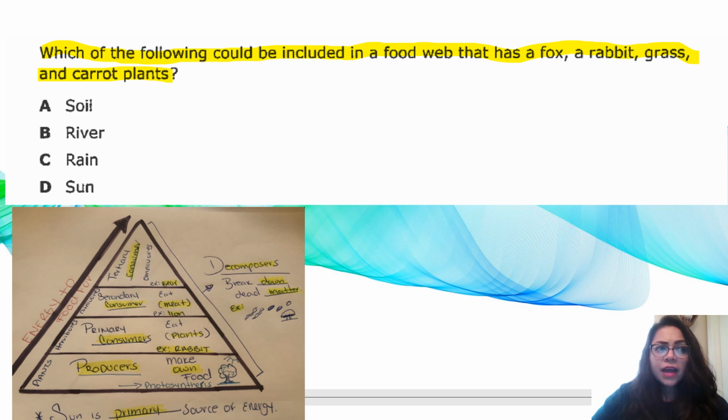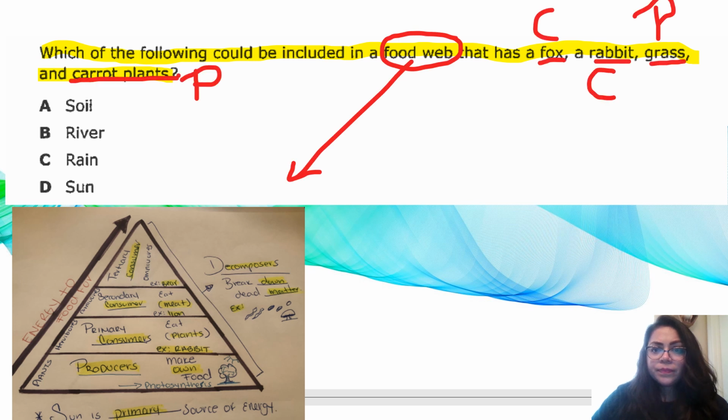When I read, I'll underline because that's what I need to do to answer. Next, I'll circle important words such as food web, fox, rabbit, grass, and carrots. I'll also put here that a fox is a consumer. I'm going to write letter C for consumer. A rabbit eats. It's a consumer. C. Grass, they make their own food using the sunlight. So I'm going to write P for producer. Carrots are also producers. I'm going to write the letter P for producer.